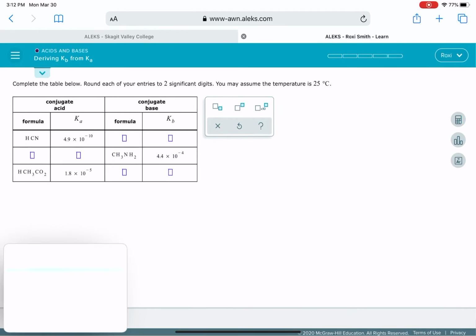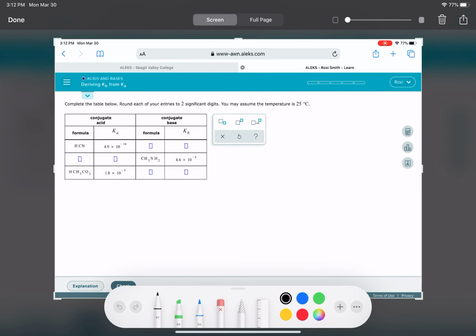So in this one, you have a table, and on the left-hand side of the table, it's giving you information for an acid, and on the right-hand side of the table, it's giving you information for a base, and some information is missing, and it's asking you to fill out the information that's missing. So let's first look at the easy part of this.